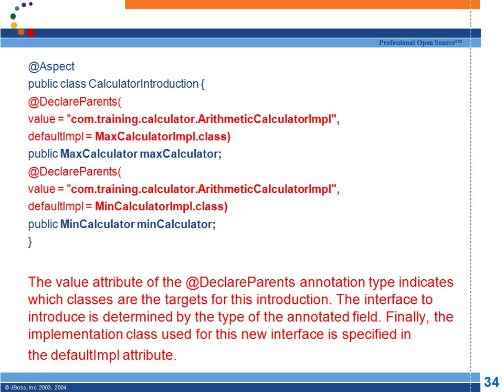I am writing a class called calculator introduction, a separate class in which I declared max calculator and min calculator. Here, for this max calculator, I am declaring parents. Parent is arithmetic calculator IMPL. Default implementation to be used is max calculator IMPL. Here also we declare such variables. This is an aspect.